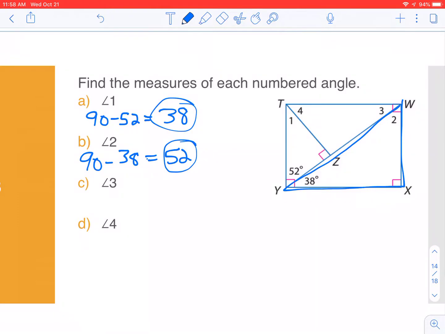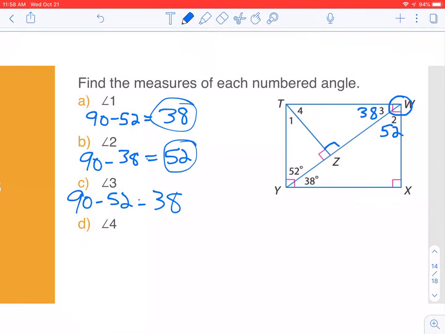Okay, now here we have to use our brains a little bit. This is going to be 52, and that whole angle is 90. So once again, it's 90 minus 52 equals 38. So angle 3 is 38. And so that means angle 4 has to be 52. Why? Because if I did 90 minus 38 again, that would be 52.